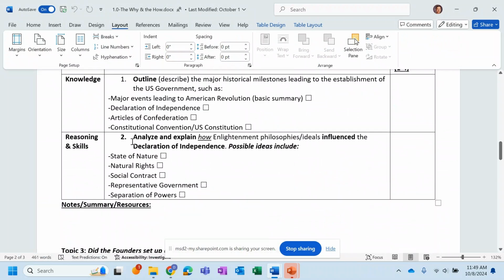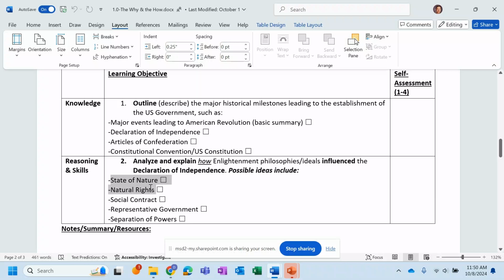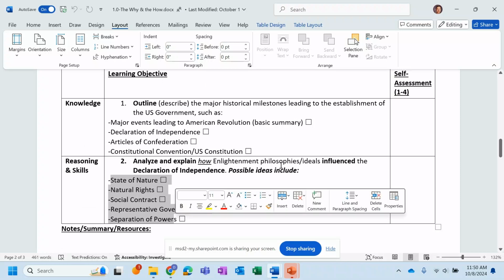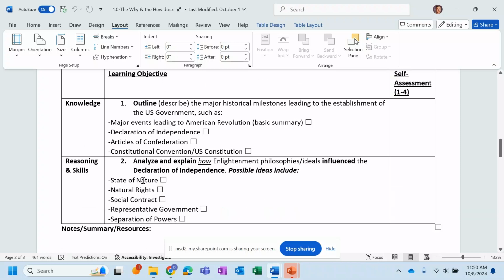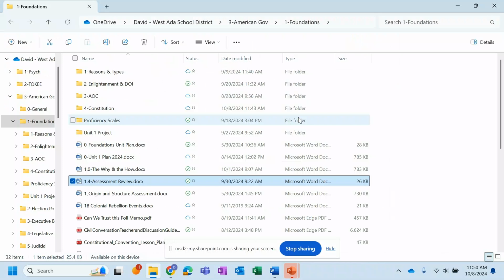This is a little bit different. This is a little more intense. This is a reasoning and skills objective. So here I want to actually know how we can see Enlightenment philosophies or ideals in the Declaration of Independence, and possibly later the Constitution. Here are the Enlightenment ideas in the Declaration of Independence. So we did a graphic organizer on that. Here are the main things that we did related to that.